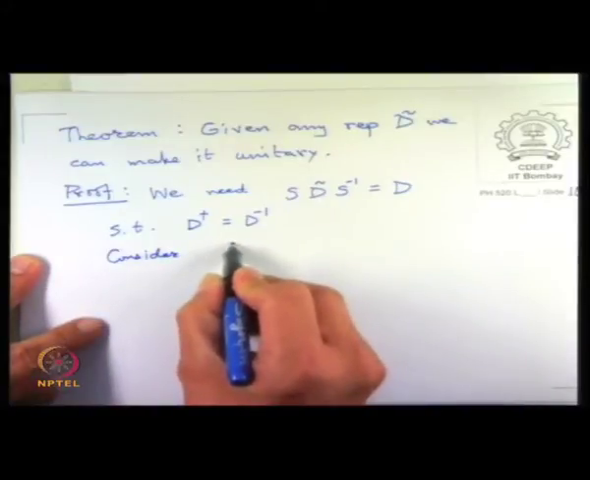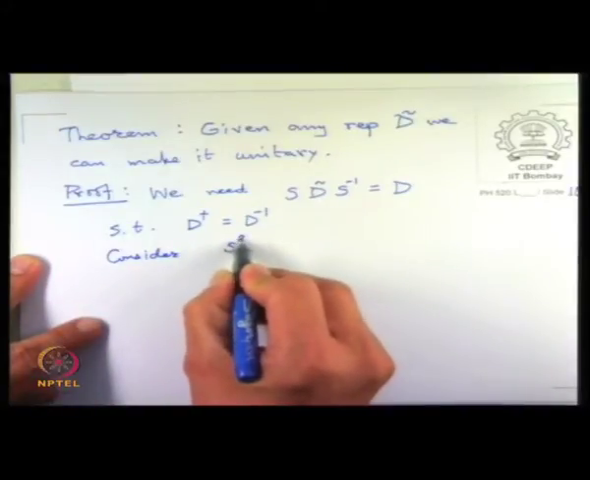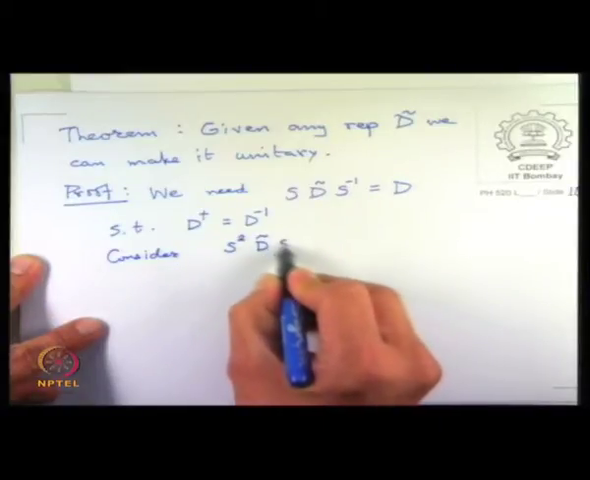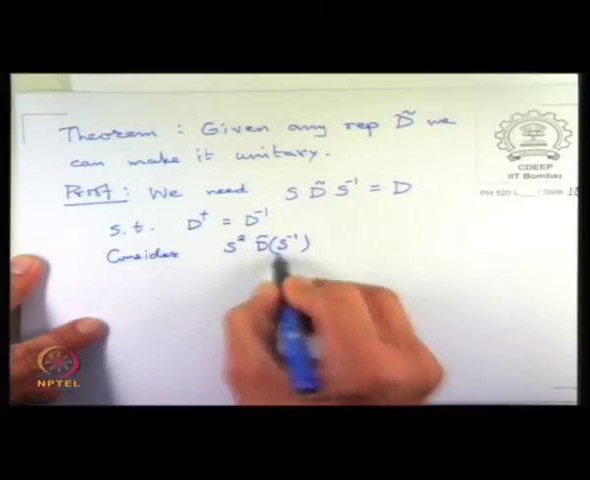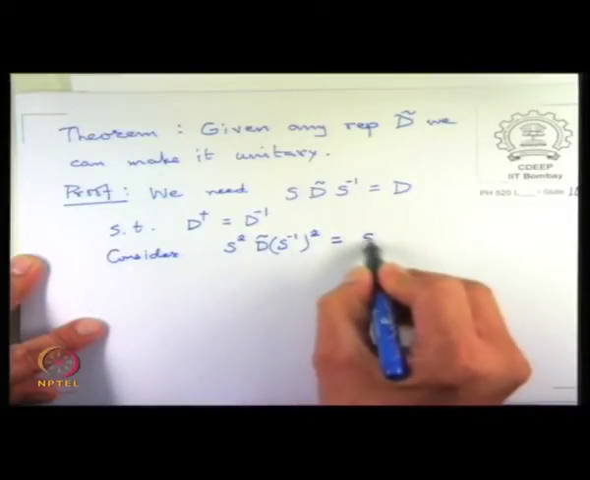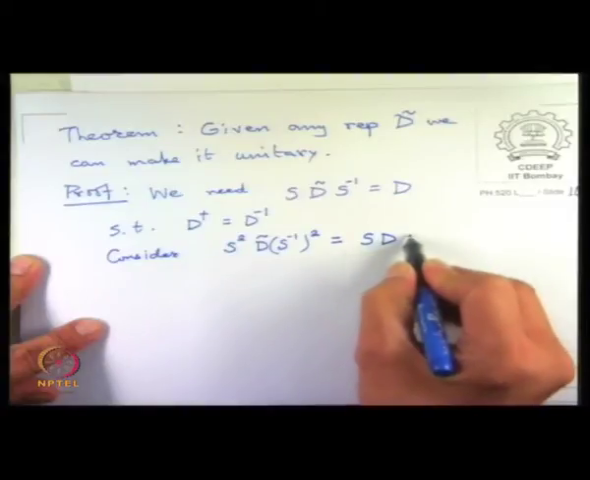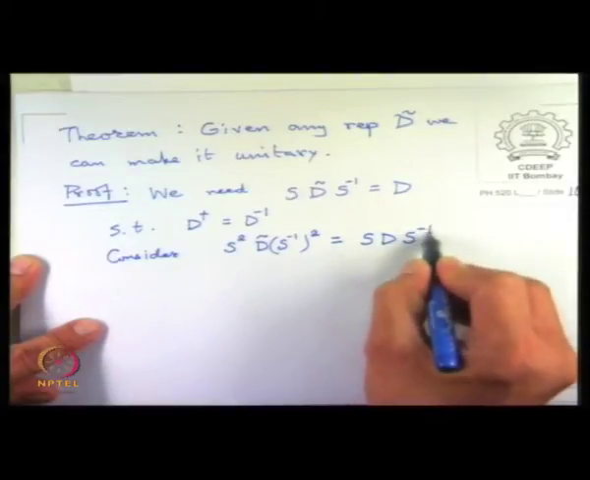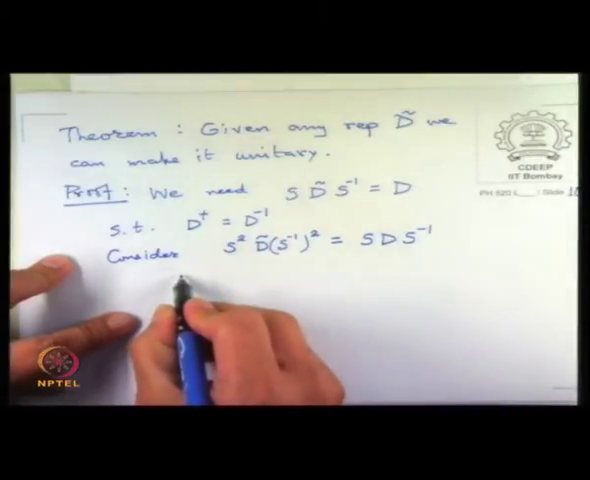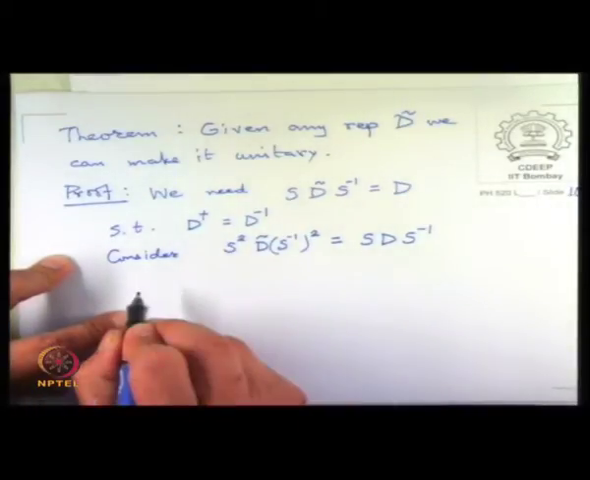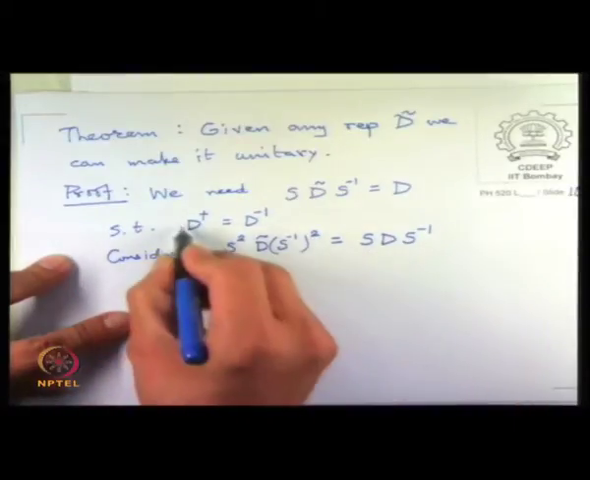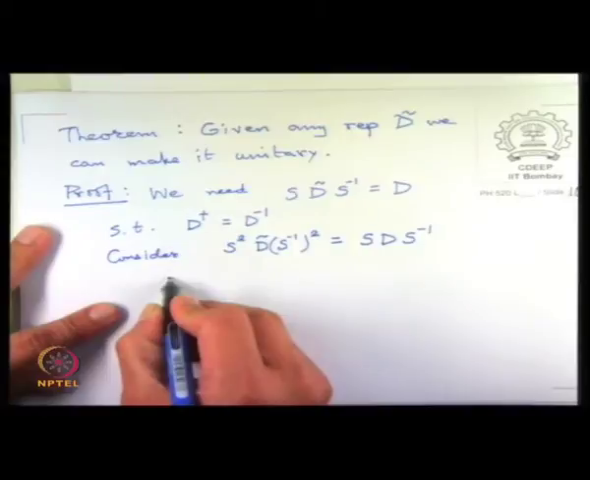consider the statement that S squared D tilde S inverse squared is equal to S D S inverse, and then we write it in the form. So no, wait, let us just rewrite this, probably this is not the correct step. So let us write this out first.